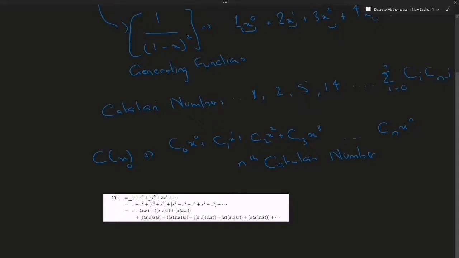So if you want to expand 2 times x cube, you would basically have x cube plus x cube. And if you want to expand 5x to the power of 4, you would be adding x to the power of 4 5 times, right? And you'll notice here that if we encode this into a bracket form, then we would end up with these weird looking things.